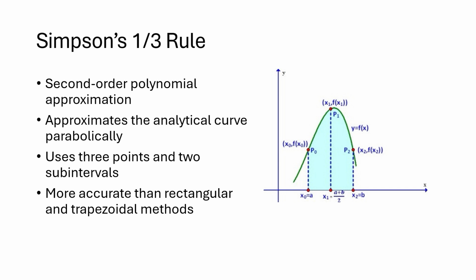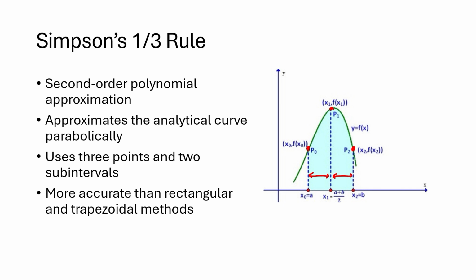Now we move over to Simpson's 1/3 rule, which is a second-order polynomial approximation. Now this means that the unknown curve is approximated parabolically, as we can see on the graph to the right here. This method uses 3 points and 2 subintervals. Right, so here's our subintervals right here. So that's 2 subintervals and 3 points.